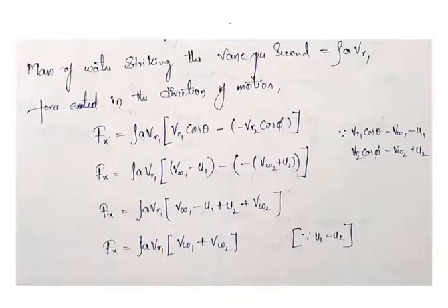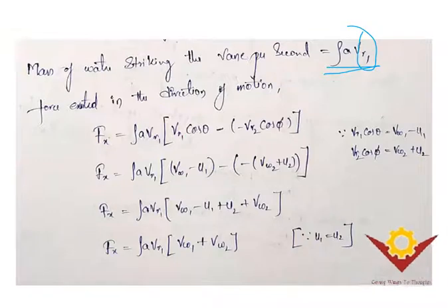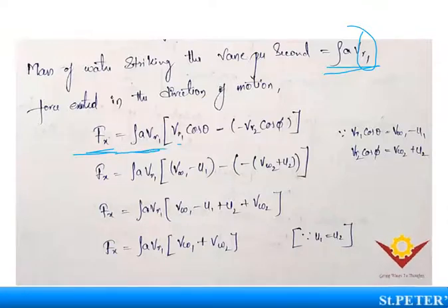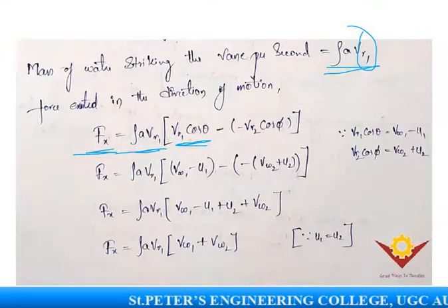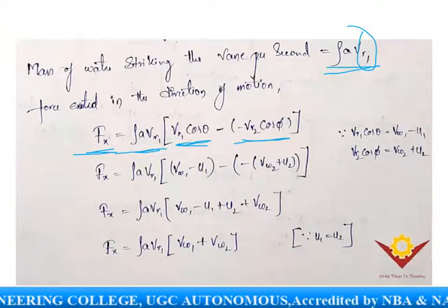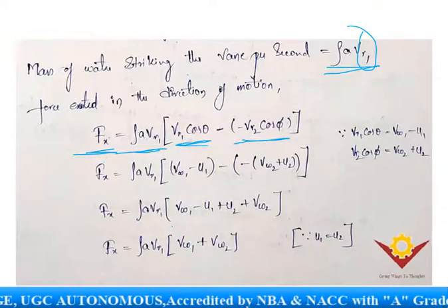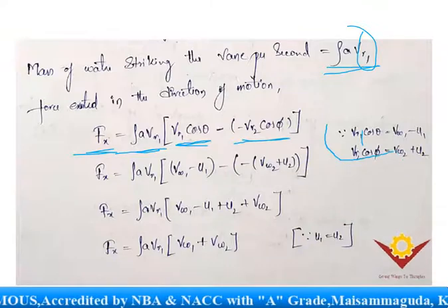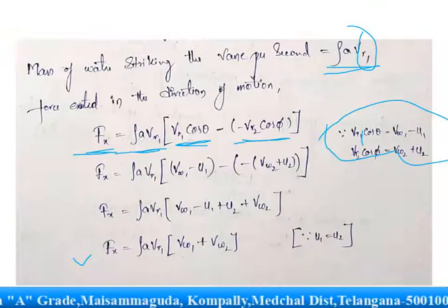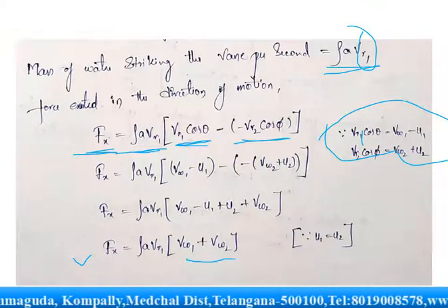and the mass of water striking the plate is equal to rho a Vr1, which is the relative velocity I have to consider here, and the force exerted Fx equals rho a Vr1, and this is the mass per second. And now Vr1 cos theta is your inlet velocity in x direction, and minus Vr2 cos phi is the outlet velocity in the x direction. And if you simplify this with respect to the equations here, okay, what you're going to get is Fx equals rho a Vr1 into (Vw1 plus Vw2).